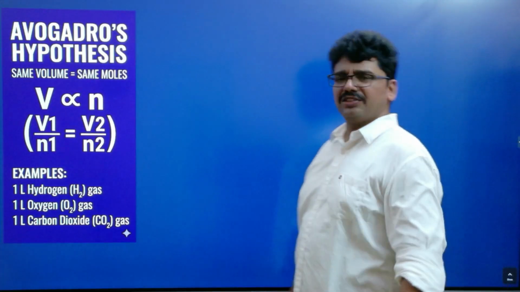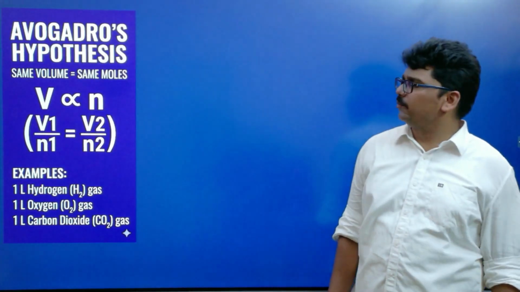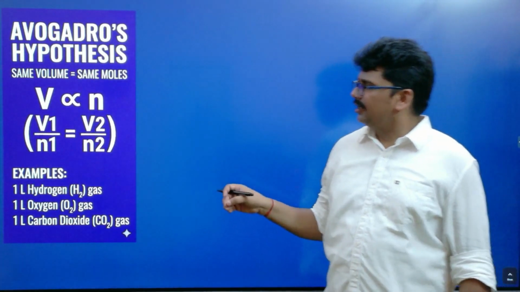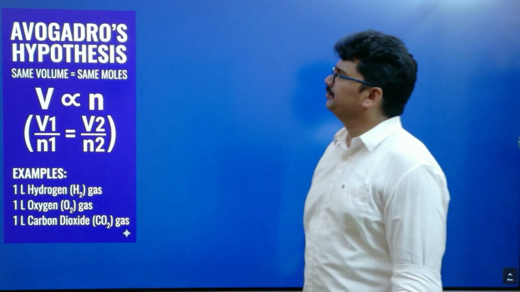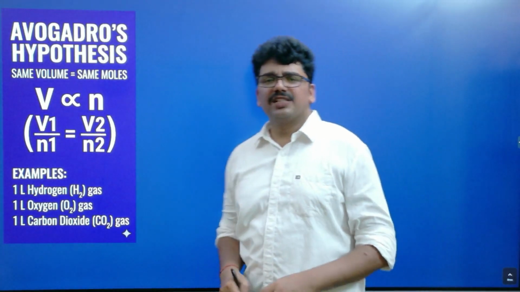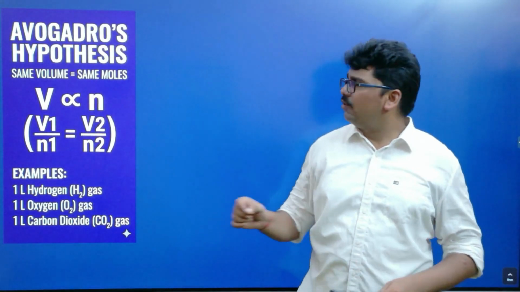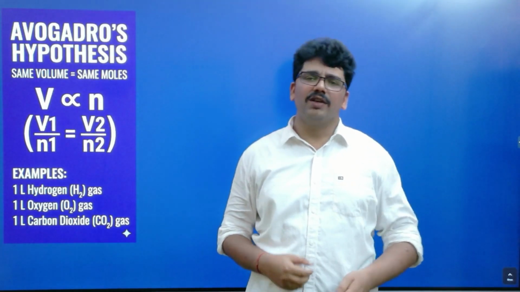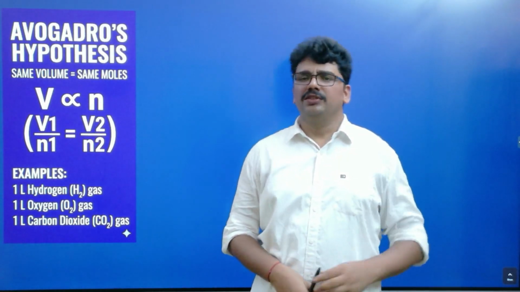Next, Avogadro's hypothesis. This is our last law in the laws of chemical combinations. At constant temperature and pressure, equal volumes of all gases contain an equal number of moles and an equal number of molecules.